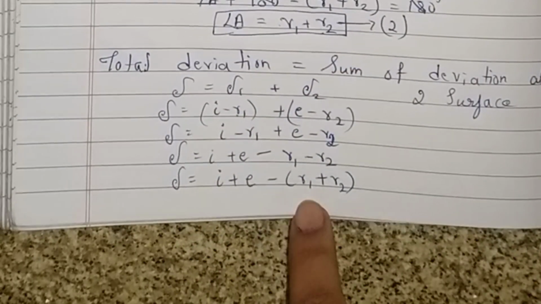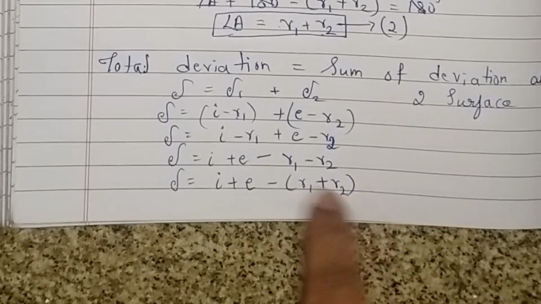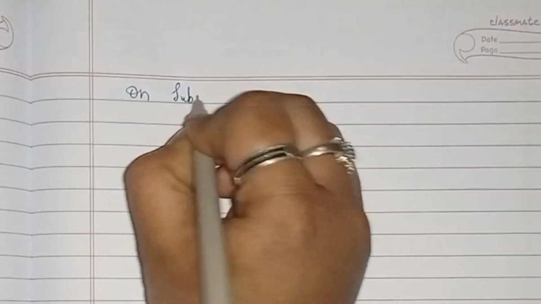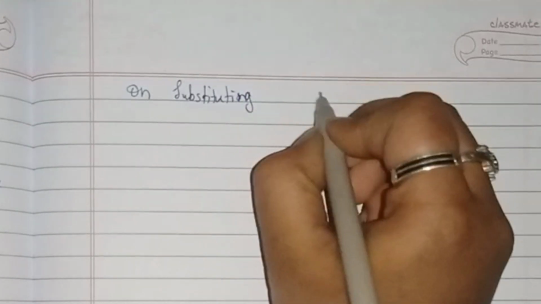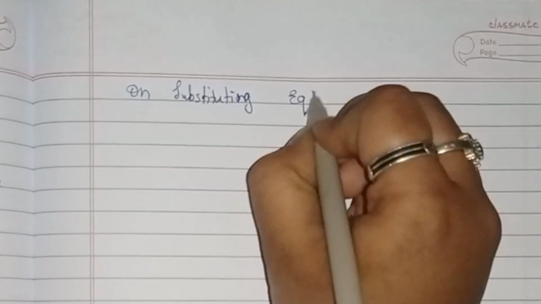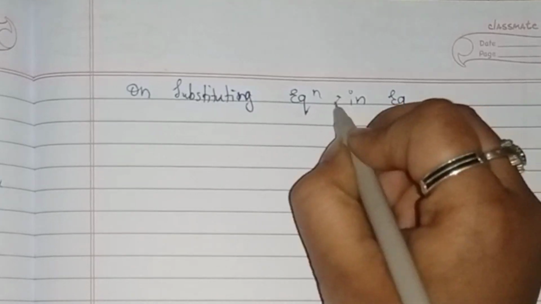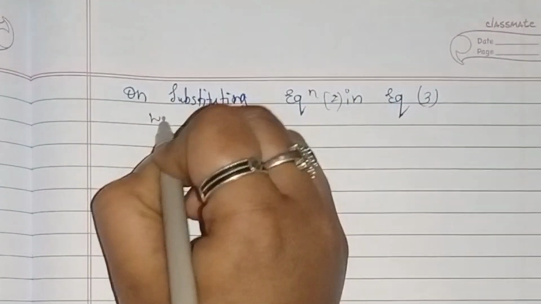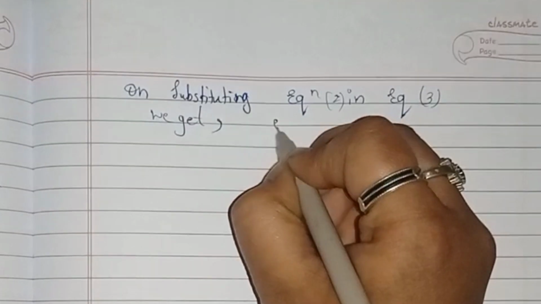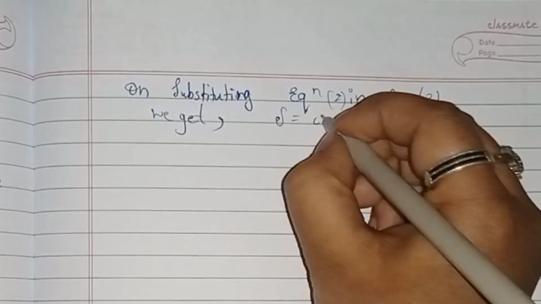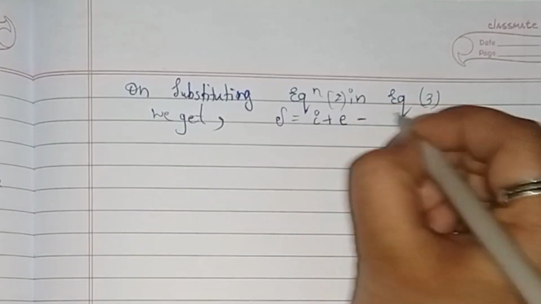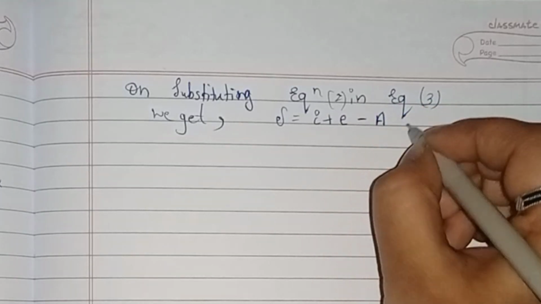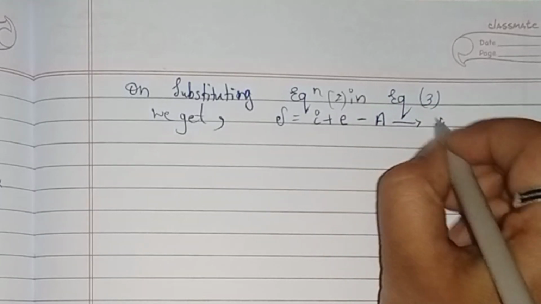So on substituting the value of R1 plus R2 from equation 2 in equation 3, we get deviation is equal to I plus E minus A. This is the expression number 4 we get.